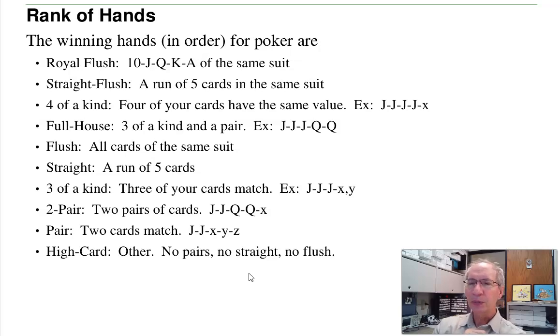3 of a kind would be, for example, 3 cards that match, 2 that don't match. If these 2 did match, that would be a full house. 2 pair, I've got, say, a pair of jacks, a pair of queens. This is an off card, doesn't match any of them. If X did match one of them, that'd be a full house. And the jacks and queens can't match. If they did match, that'd be 4 of a kind. Pair is I have 2 cards that match, 3 off cards. And high card, meaning no matches, no straights, no flushes. So that's the rank of hands in poker.